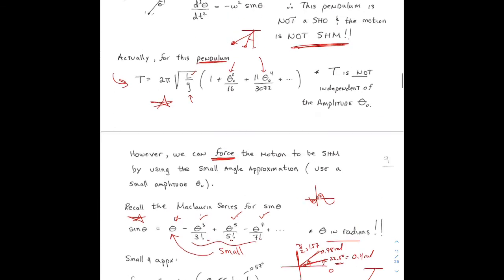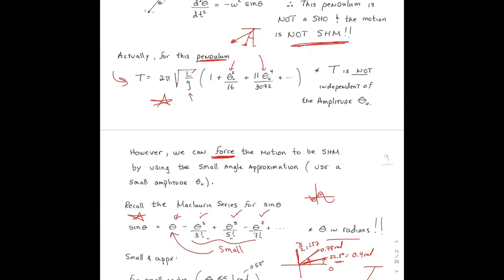Way back here, it turns out that if you pull this thing back, I don't care, like at 55 degrees, and let it go, the period is not independent of the amplitude. It's a solution of an elliptic integral.